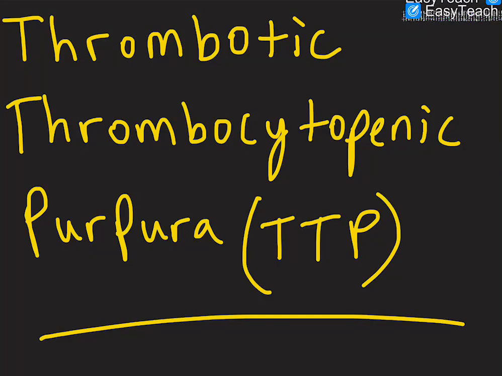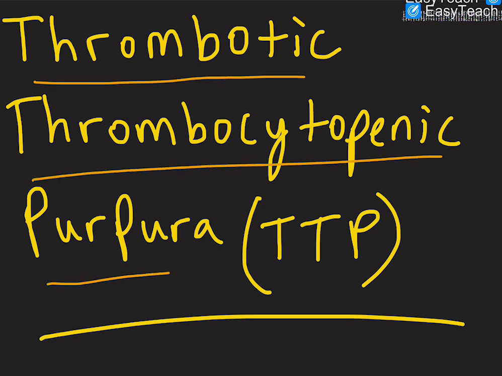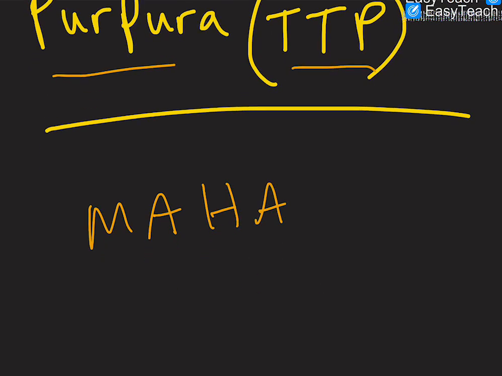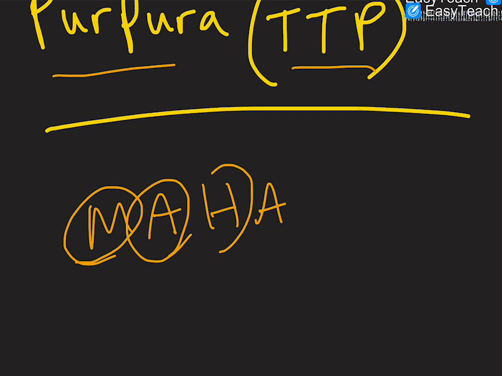In this video, we'll be talking about thrombotic thrombocytopenic purpura, also called TTP. Before we get started, this is a type of MAHA. MAHA stands for microangiopathic hemolytic anemia. So if you just break apart the word, right?